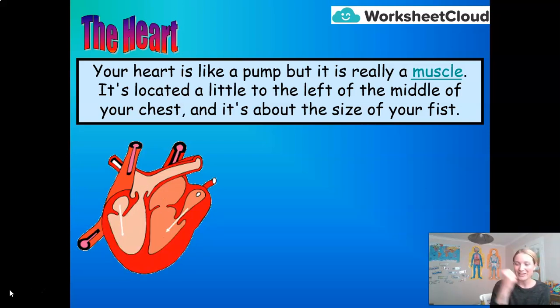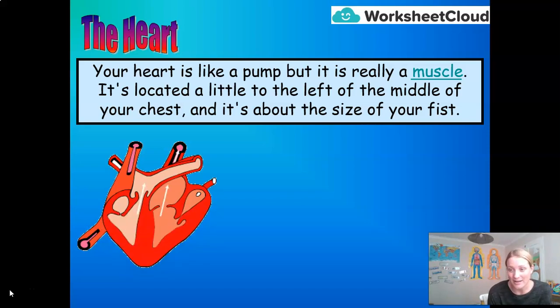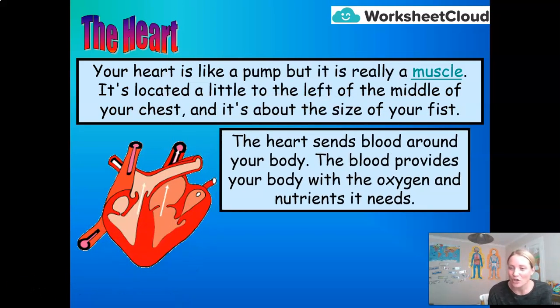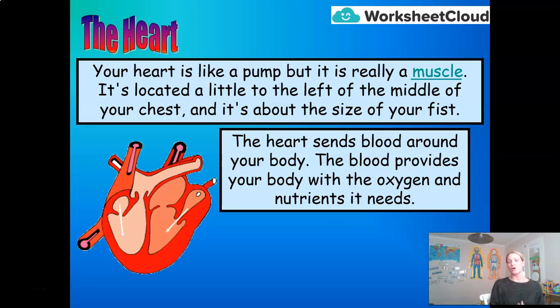Now, the great thing about the heart being a muscle, and I love this fact, is that the more you exercise, the bigger a muscle gets in your arms or your legs. It's exactly the same with the heart. The more you exercise, the bigger your heart gets. The heart's job is to send blood around the body. The blood provides the body with the oxygen and nutrients it needs to survive.